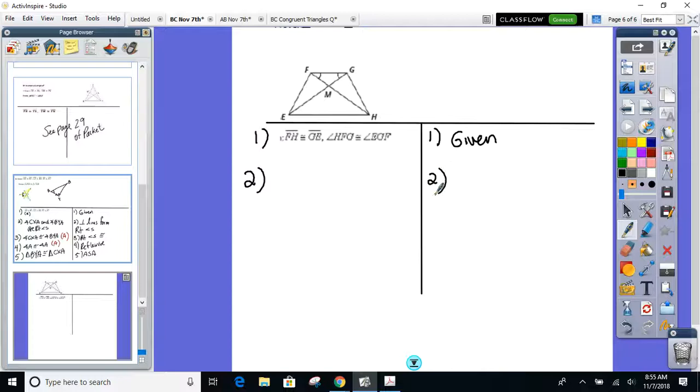What are the two we need to prove congruent there, Colin? GH, got it.